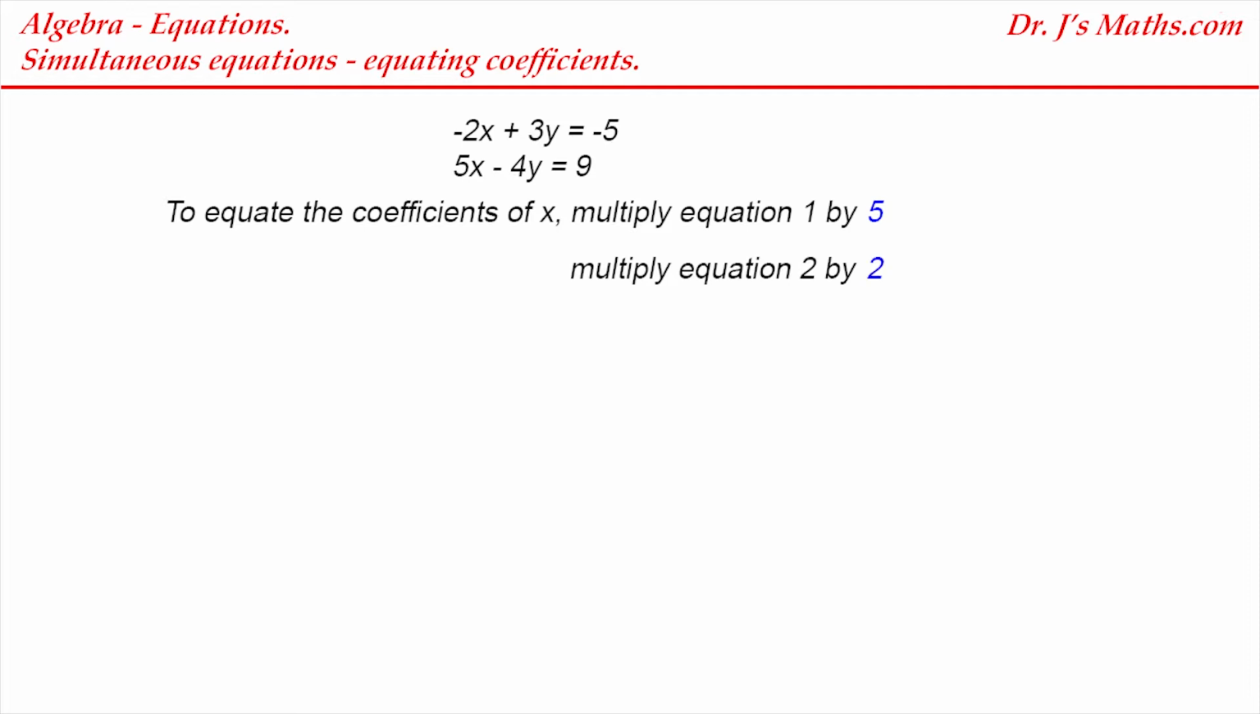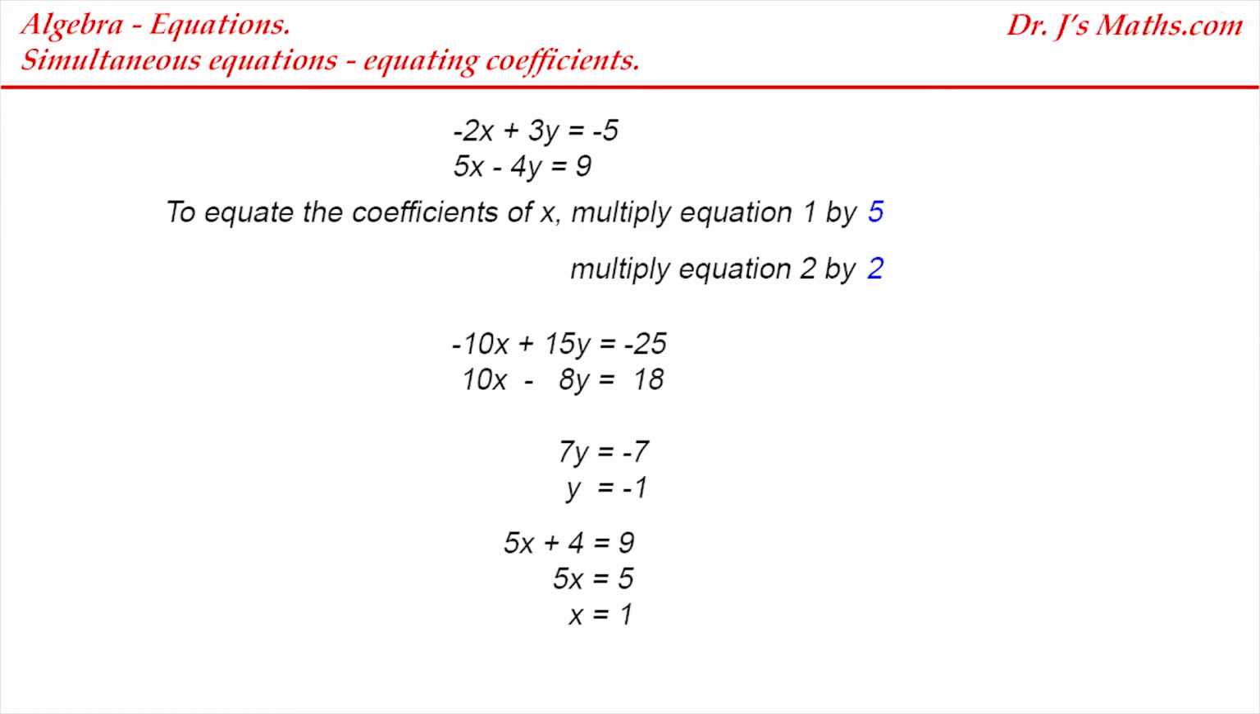So let's do that. Minus 2 times 5 is minus 10x plus the 15y equals minus 5 times 5 is minus 25. The second equation, multiplying by 2, we have 10x minus 8y equals 18. We have reverse signs for the x terms, so we can add those nice and easily. So they cancel out. 15y minus 8y is 7y equals minus 7, dividing, y equals minus 1.